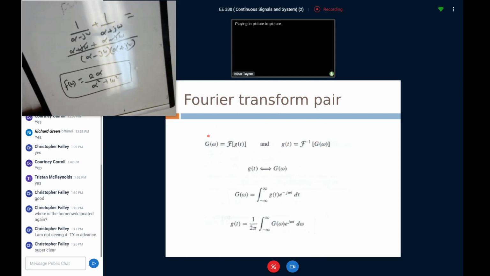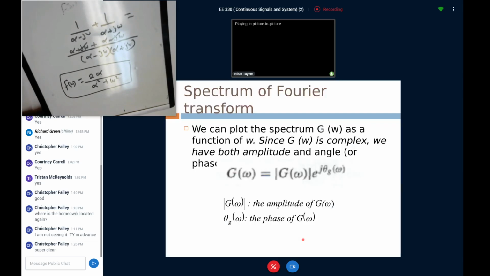Okay, now let's talk about the Fourier transform, where G of omega is equal to the Fourier transform of g of t, and g of t is equal to the inverse Fourier transform of G of omega. So from g of t, I can get G of omega, or from G of omega, I can get g of t using the definition. G of omega is the integral from minus infinity to infinity of g of t e to the minus j omega t dt. And g of t is equal to 1 over 2 pi times the integral from minus infinity to infinity of G of omega e to the j omega t d omega. So if g of t is known, we can find G of omega. If G of omega is known, we can find g of t.